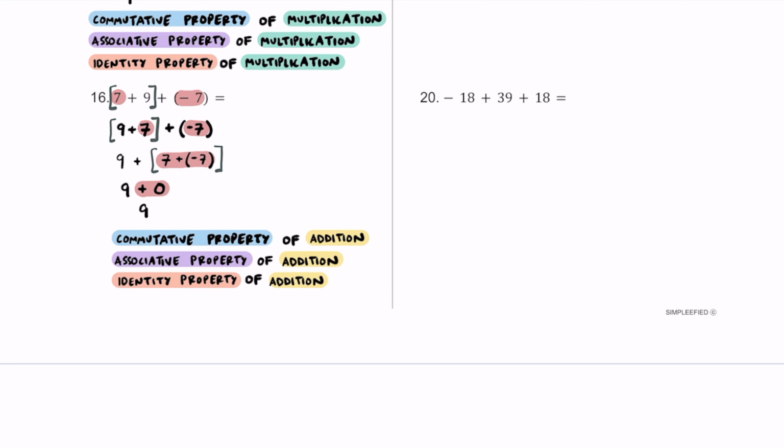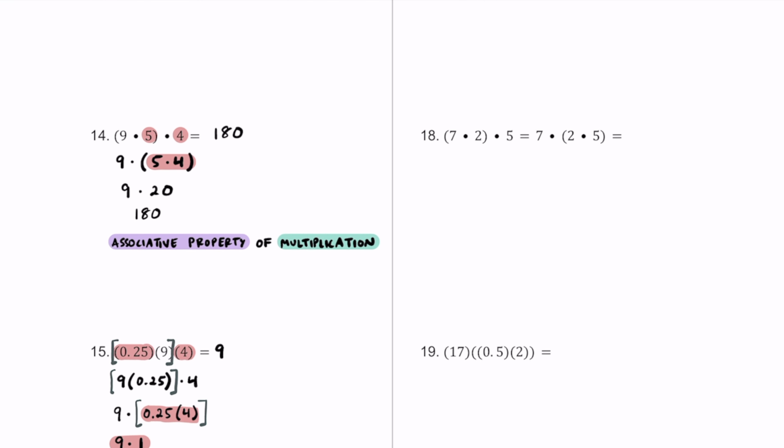All right, so what properties did we use here? Notice at the beginning, we took this 7 plus 9 and changed the order to 9 plus 7. When you change the order, that's the commutative property, and we're adding here, so it's of addition. Then we took the grouping around the 9 and 7 and moved it to group the 7 and negative 7 because we wanted to add those together. That's the associative property of addition. And finally, when you took 9 plus 0 and still got 9, that represents the identity property of addition. Let's try number 17.